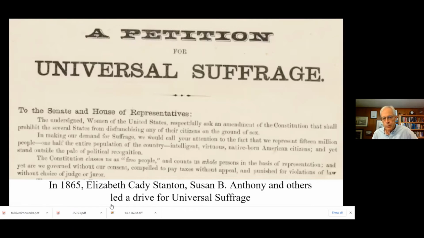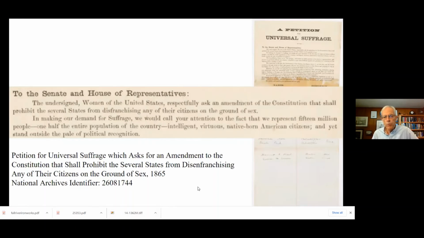So if we look at this time period, we see in 1865, as the Civil War is coming to a close and they're rethinking the issues of civil rights protection and voting rights, that Elizabeth Cady Stanton, Susan B. Anthony, and others are leading a drive for universal suffrage. And they will petition Congress, and you see that they respectfully ask for an amendment of the Constitution to prohibit the several states from disenfranchising any of their citizens on the ground of sex. The federal government doesn't so much grant the right to vote as prevent the states from denying it in this formulation.